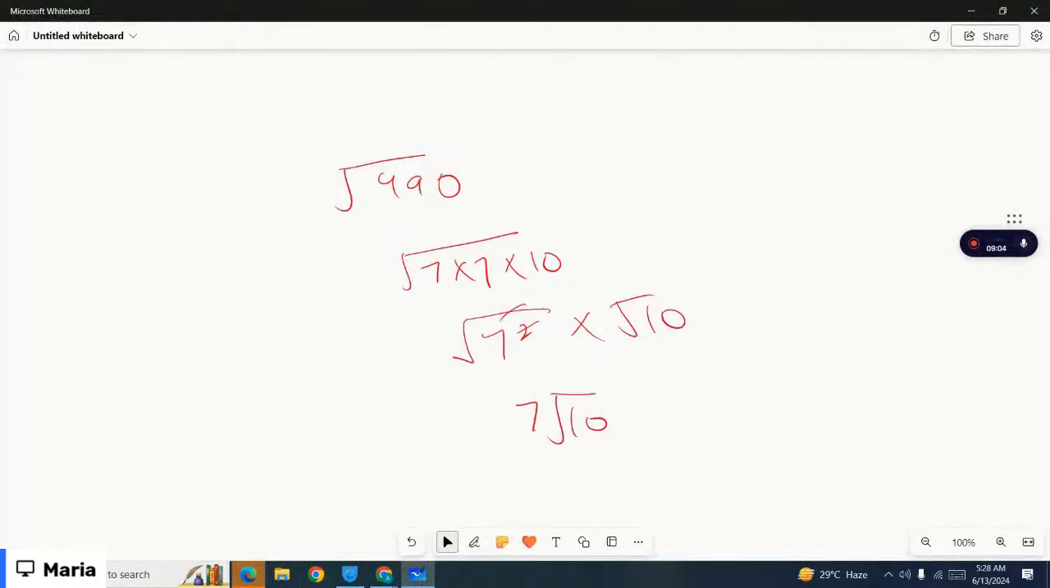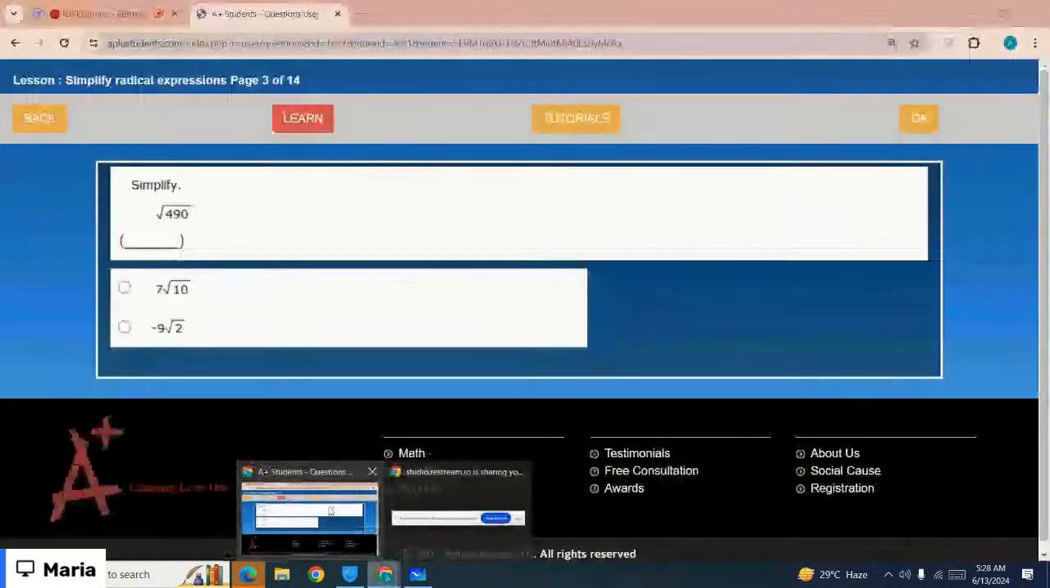The correct option is 7 square root 10. Any question you can please ask? So the correct option is 7 square root 10. Option number 1 is the correct option.